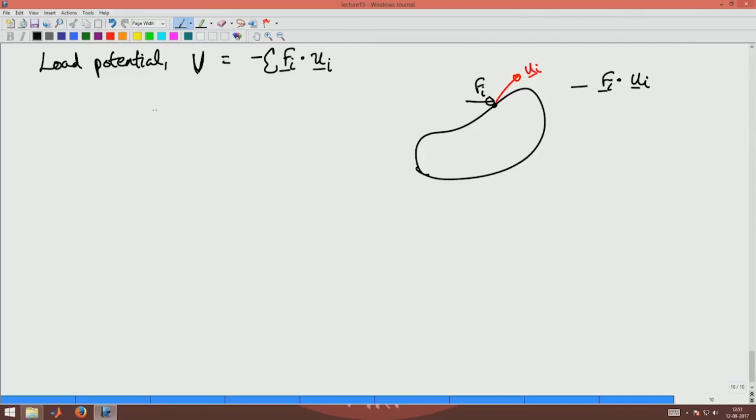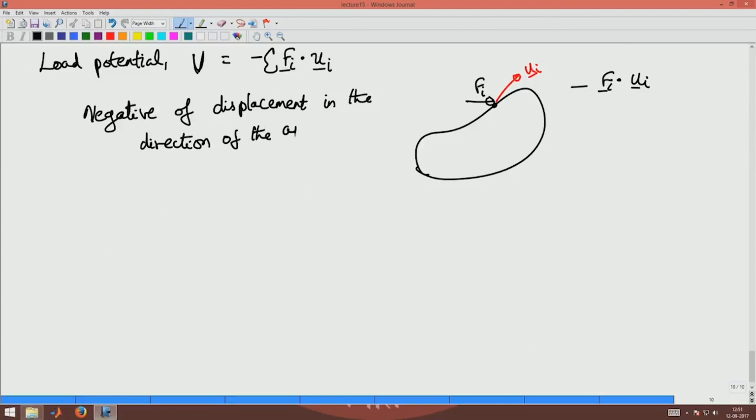Load potential is the negative of the displacement in the direction of the applied force. Okay. That is the load potential.